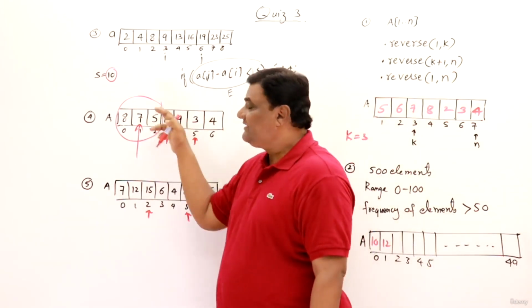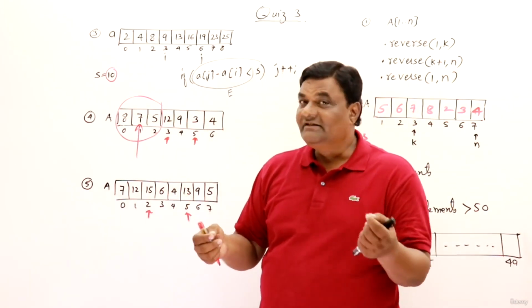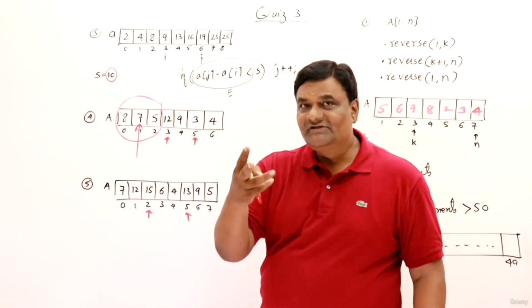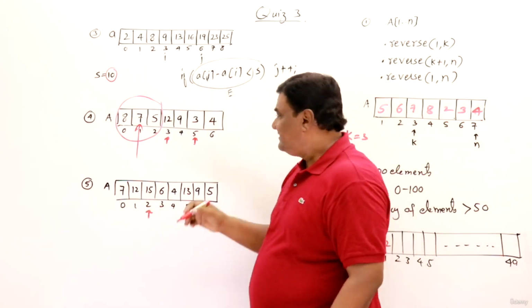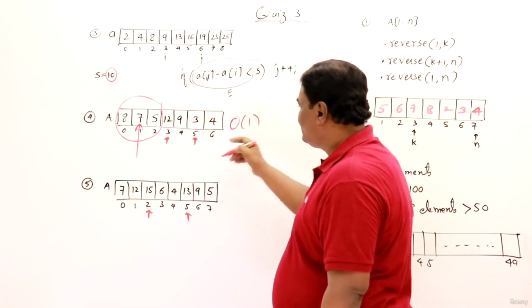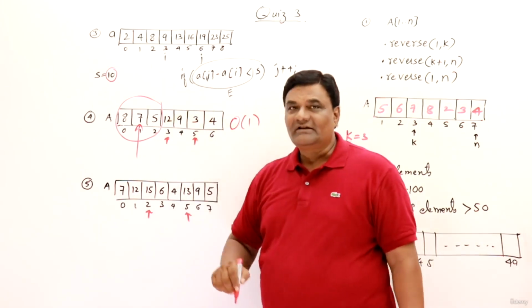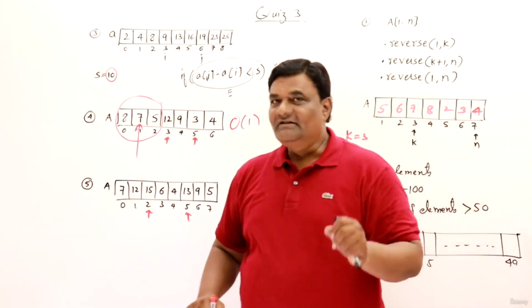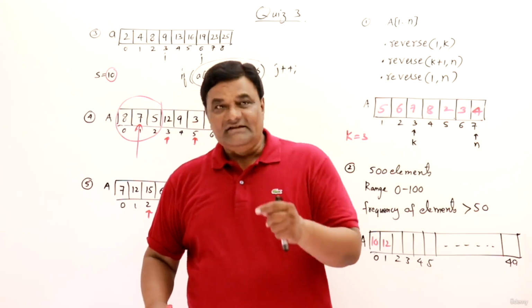So how much time will it take to find an element which is neither minimum nor maximum out of just 3 elements? It takes constant time. Just constant time. You don't have to scan the whole array. That's it. So the time taken is constant. That's what I told you.